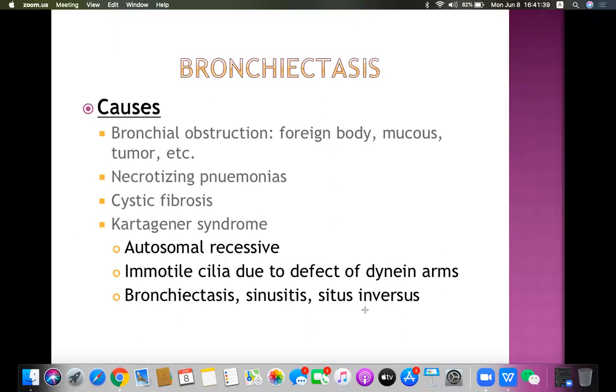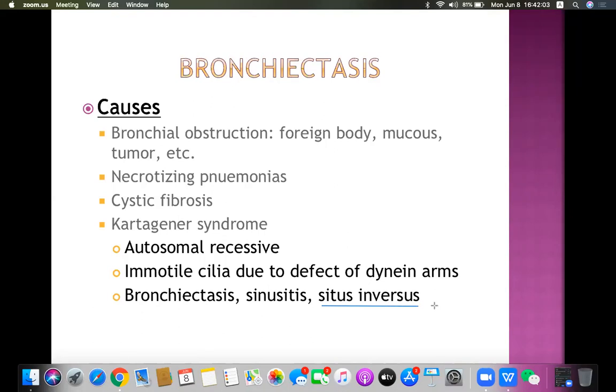Okay, so situs inversus means the visceral organs are present on the opposite side. For example, liver is normally present on the right side and spleen is normally present on the left side, but in situs inversus it's exactly opposite. Even the heart is present on the right side in this type of situation.